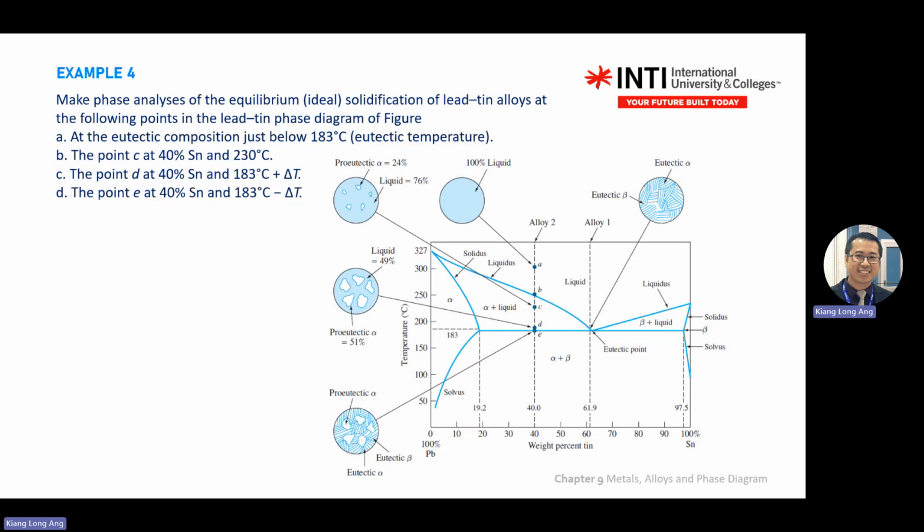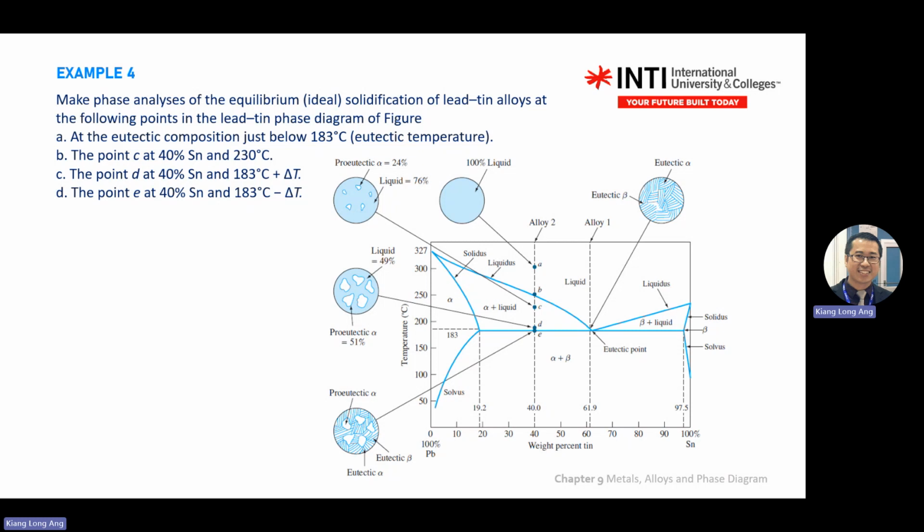Let's say you look at this diagram, right? Of course, in the test, you won't see all these lah. We will remove all these. Just give you the blue line, and alpha, beta, and so on. So make phase analysis of equilibrium solidification of lead tin alloy. So go to the graph caption there. This one is tin. So right hand side is tin, right?